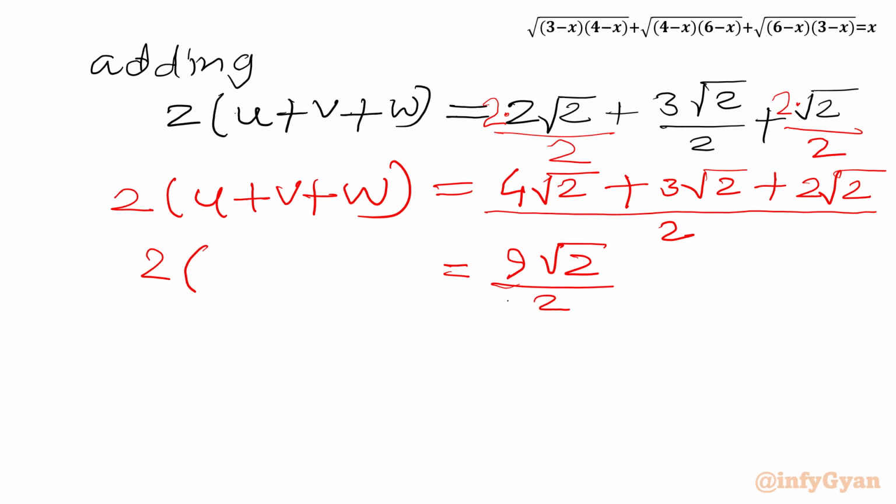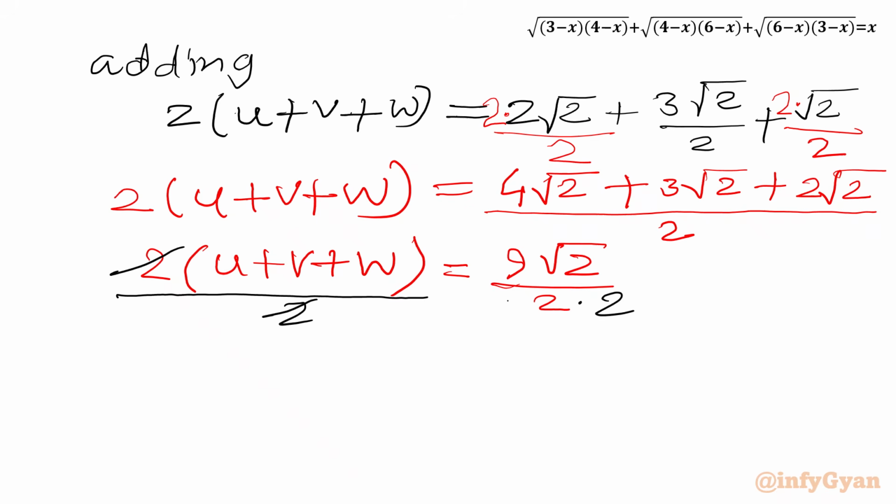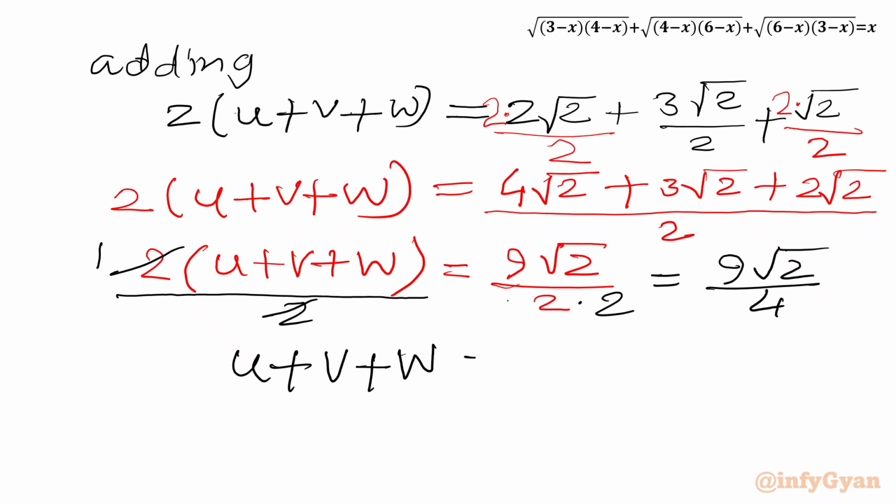In LHS, we'll write 2 times u plus v plus w. Now we have to divide by 2 both sides to get the value of u plus v plus w. So let's divide. 2 over 2 will become 1 over here, and RHS will become 9 square root 2 over 4. So we can write u plus v plus w. This will be equal to 9 square root 2 over 4.